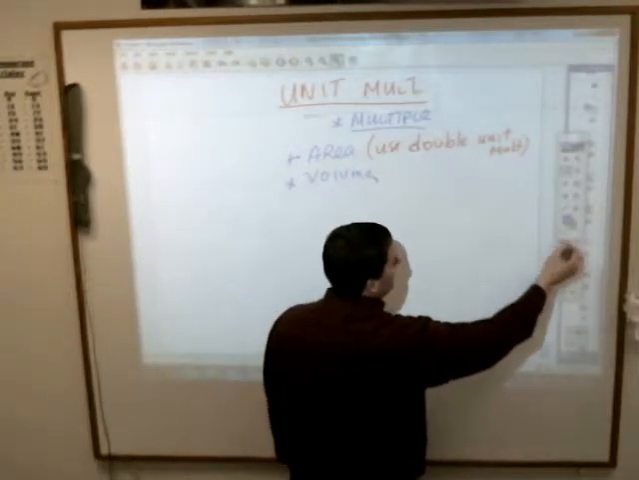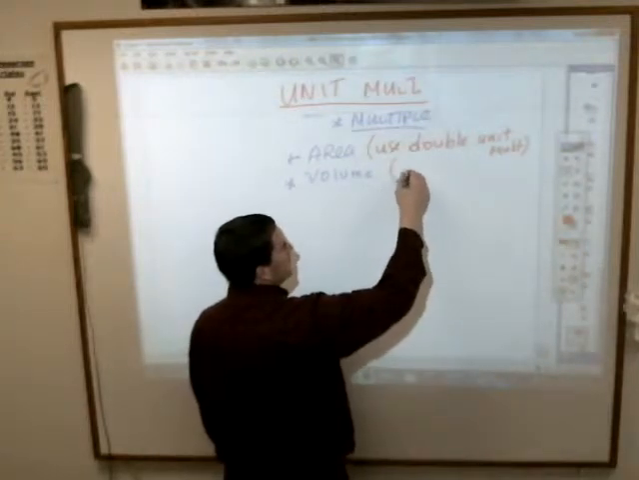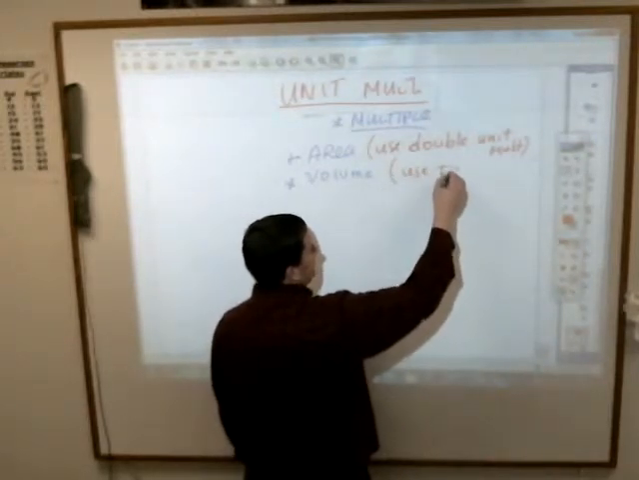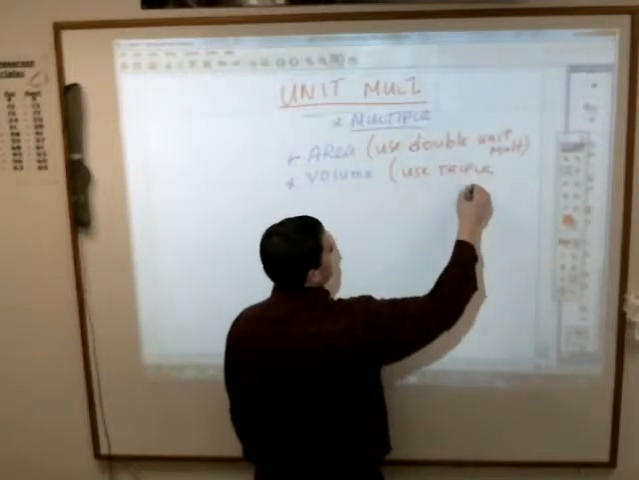Volume, when you do volume, you must use triple unit multipliers. And again, I'll explain that in just a second.